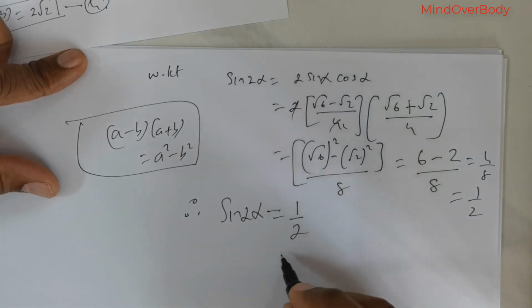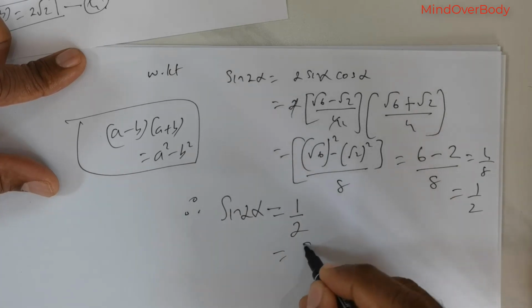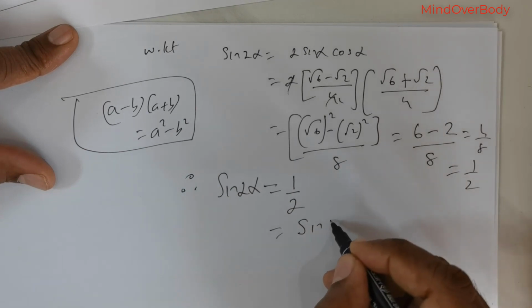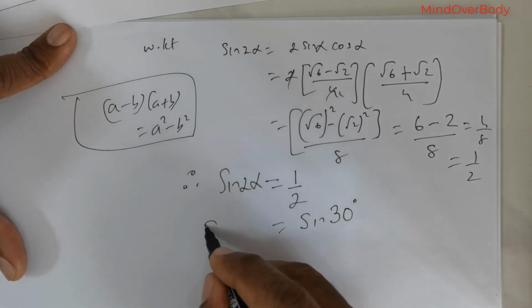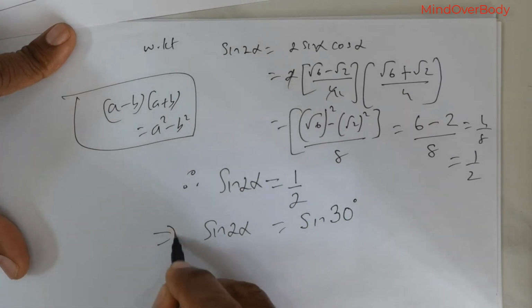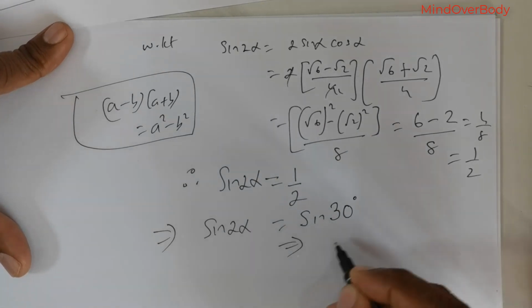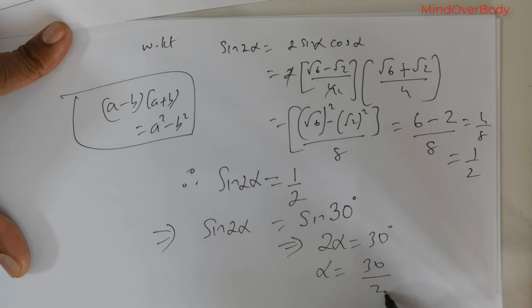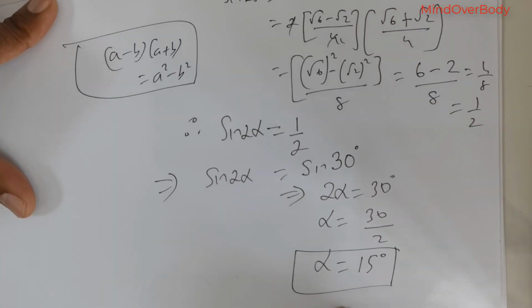Now, when do you get 1 over 2 for sine? You get 1 over 2 for sine 30 degrees, right? So in this case, sin 2 alpha is equal to sin 30. Sin 30 is 1 over 2. So this would mean 2 times alpha is equal to 30. Alpha is equal to 30 divided by 2. So from here alpha is equal to 15 degrees. So that is the solution for this question.